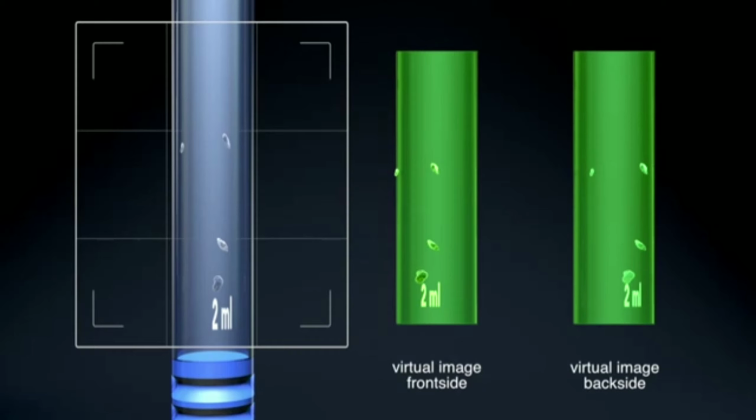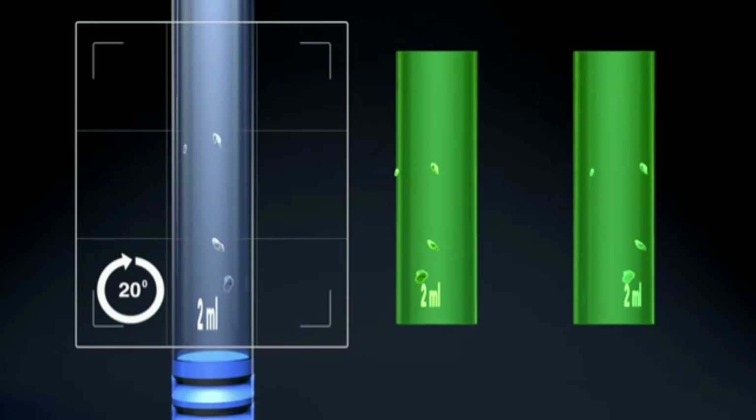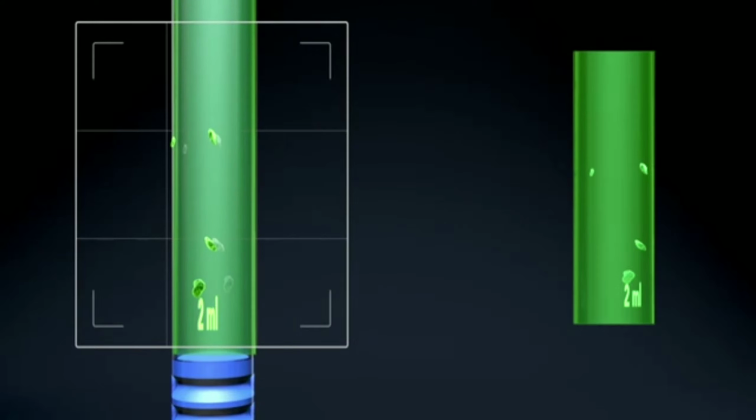Now the container is actually moved by the defined angle, and a second real camera image is taken. This is compared with the two virtual images. If a particle on the camera image matches with a particle from one of the virtual images, the assumption that the particle was on the outside surface of the container is correct, and the particle is masked.